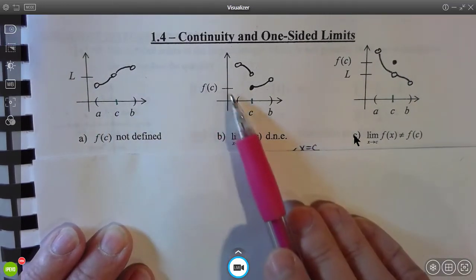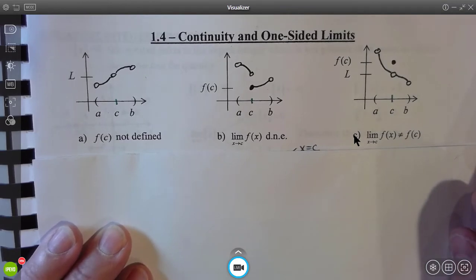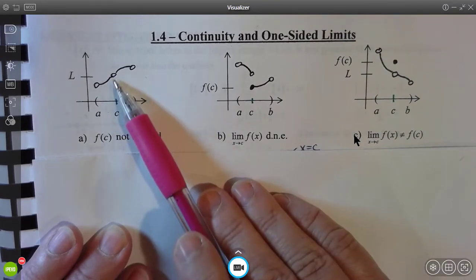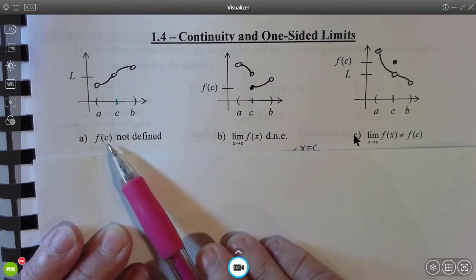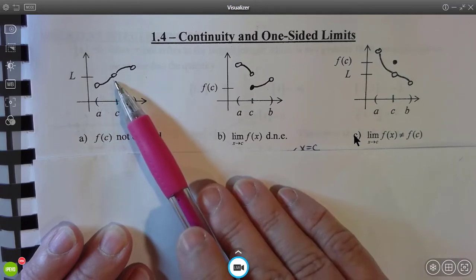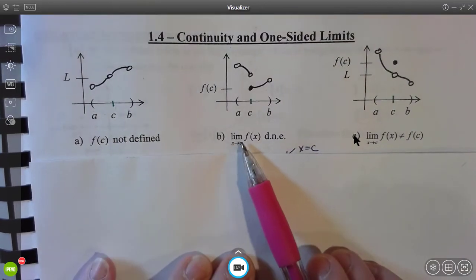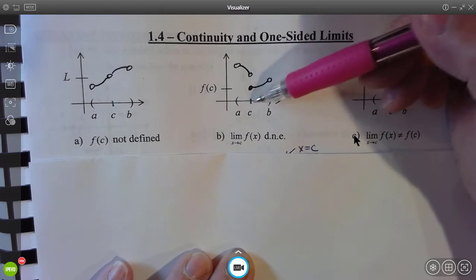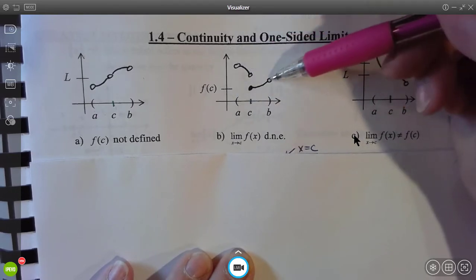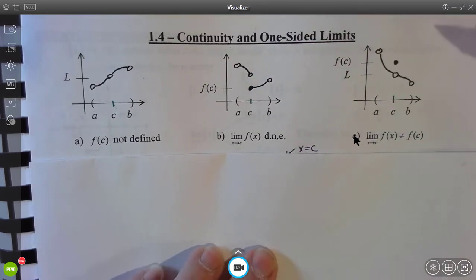If we look at these three graphs, we can see that for each of them, there is a place where the function is discontinuous. Clearly, from the open interval a to b, we can see that f of c is not defined. That point's missing. Here, if I look at the limit as x goes to c, remember that when we say the limit as x goes to c, we mean from both sides of it. The limit does not exist. So we have some discontinuity here.